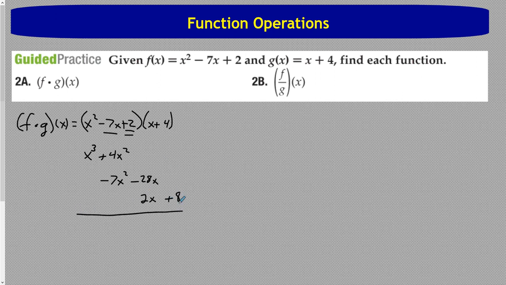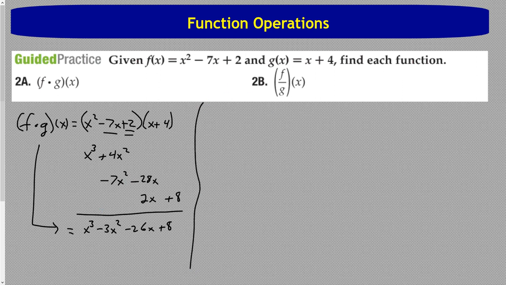I come back through and combine all of this. So I get an x cubed. 4 minus 7 is a negative 3x squared. Negative 28 plus 2 is a negative 26x plus 8. So f times g of x is equal to x cubed minus 3x squared minus 26x plus 8.